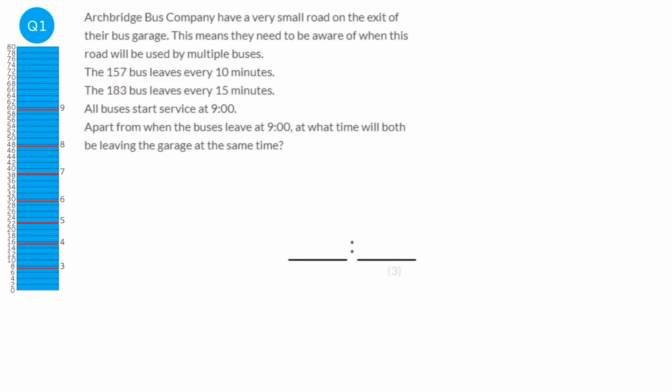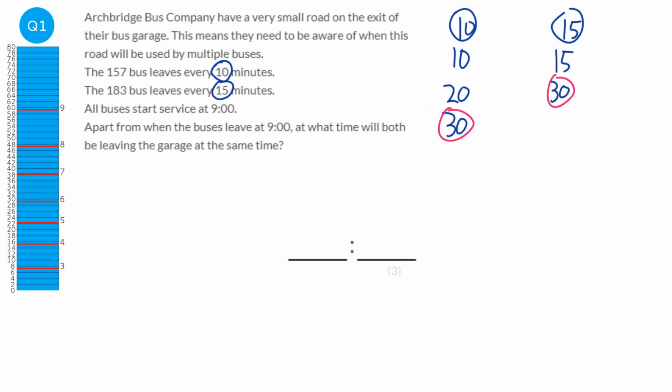To answer this question, we basically need to find the lowest common multiple of the 10 minutes here and the 15 minutes here. So we're going to start off just by doing the 10 and 15 times table. So it'd be 10, 20, 30, and the 15 times table with 15 and 30. So the lowest common multiple is 30.